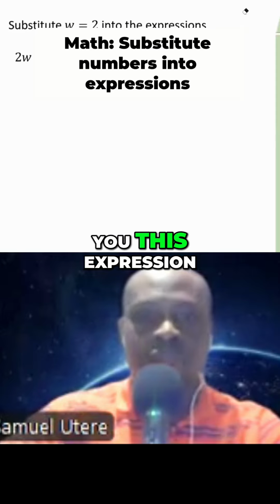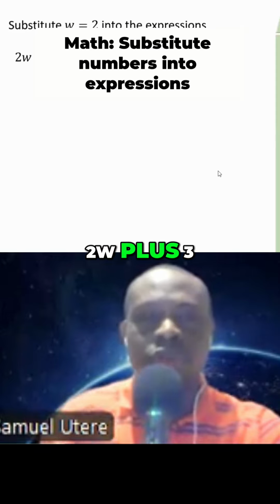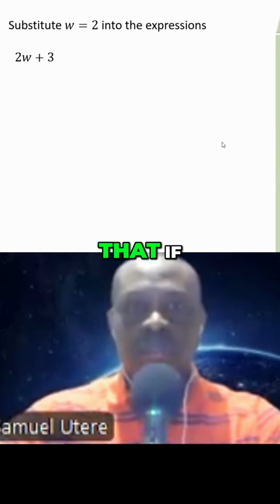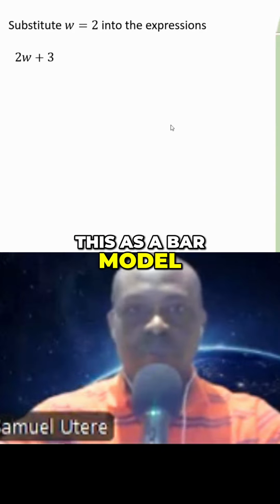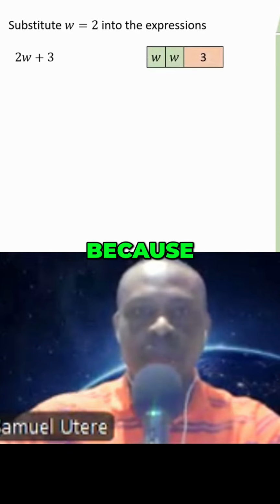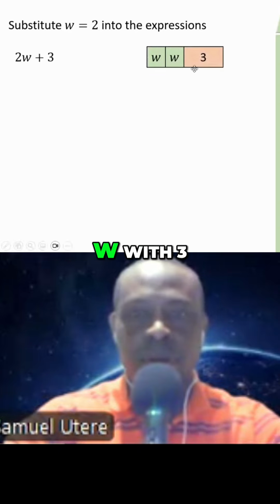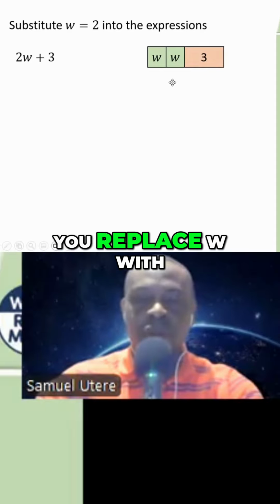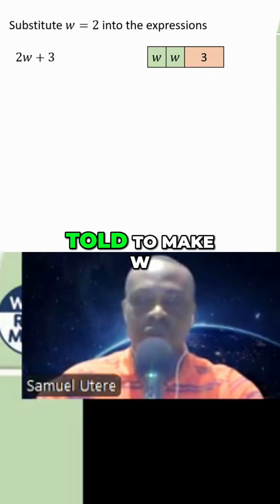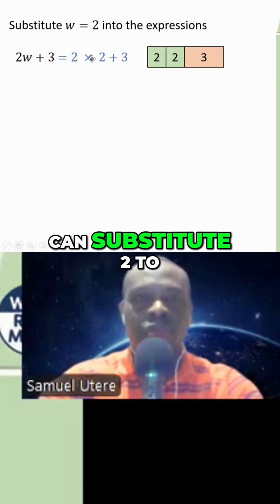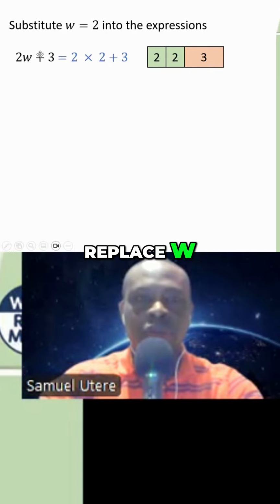Now, if I give you this expression, 2w plus 3, to substitute 2 into the expression, well, you must remember that if we were to represent this as a bar model, this would look like this. Why? Because you have w and w with 3. If you add the bars and you replace w with 2 because you've been told to make w 2, your answer becomes this. You can substitute 2 to replace w, which gives you 2 times 2 plus 3.